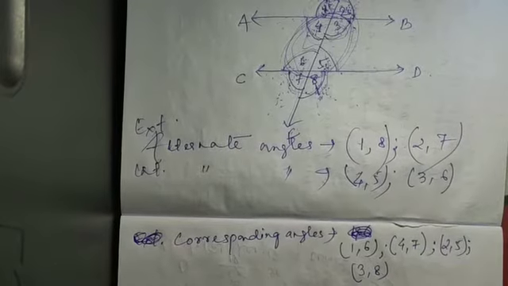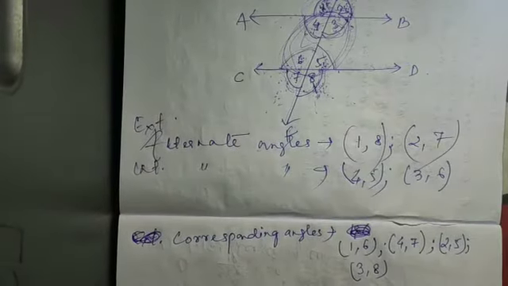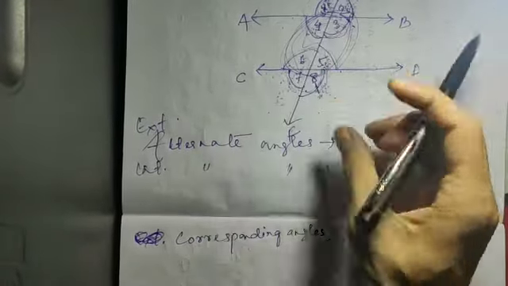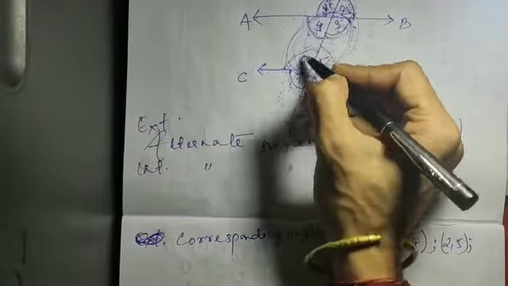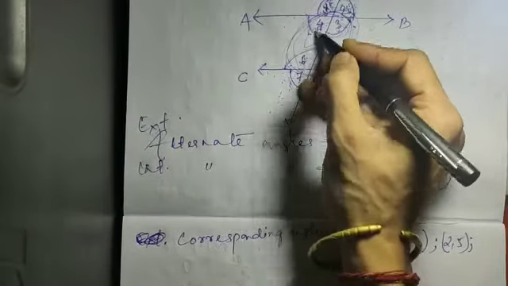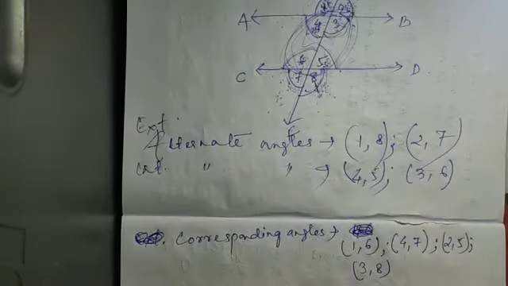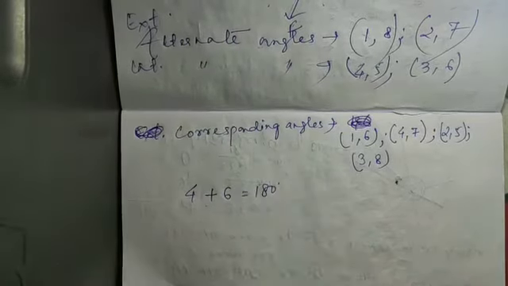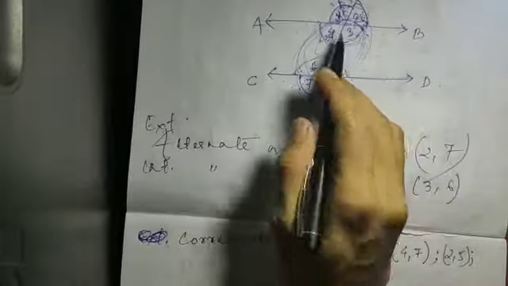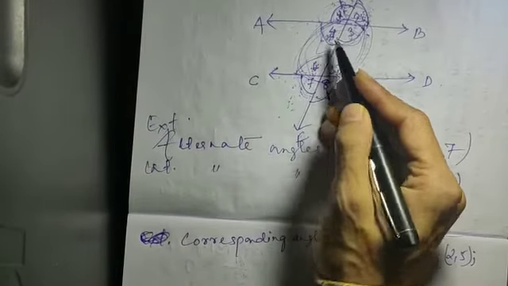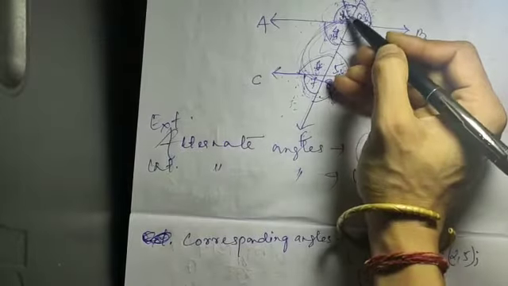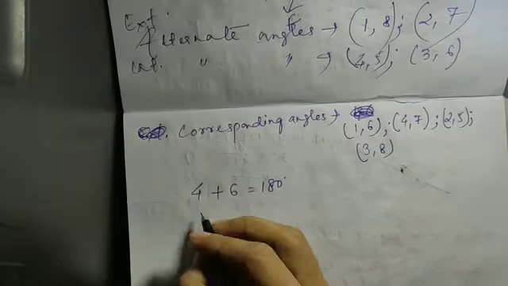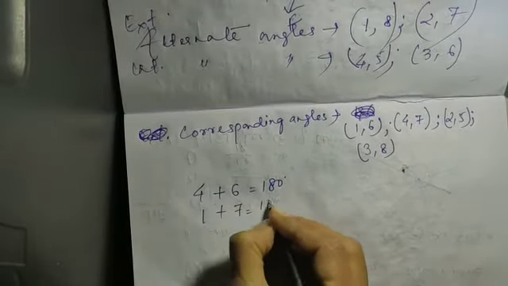Again, some more points. See, sum of the interior angles on the same side of transversal. See, this is the transversal. What are the interior angles on the same side of transversal? 4 and 6. Yes or no? So 4 plus 6 is equal to 180. Okay. Why? Because they are on the same side of transversal and both are interior. In the same way, exterior angles on the same side of transversal. 1 and 7. 1 plus 7 is equal to 180 degree.